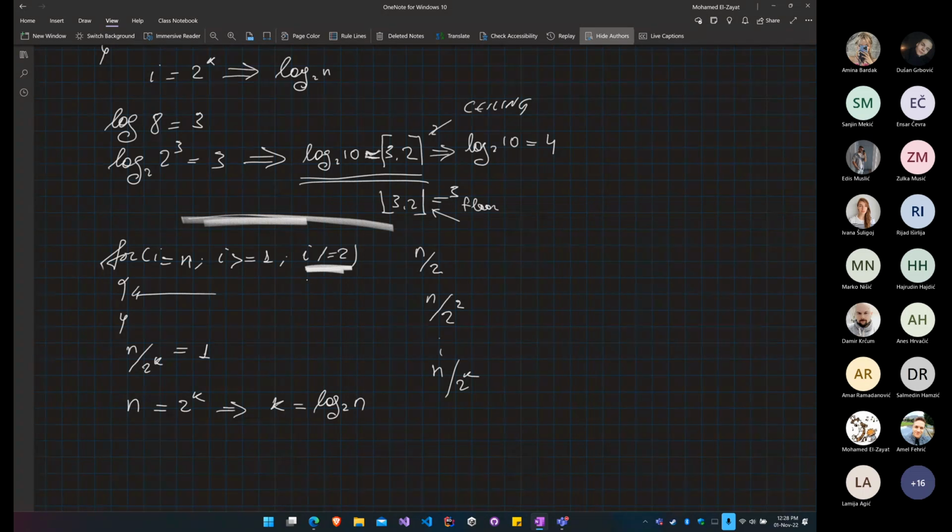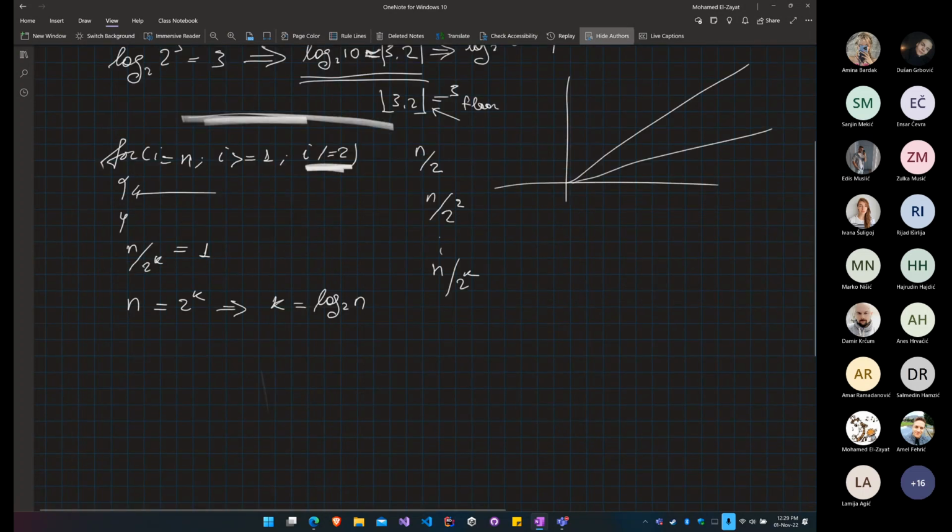So if you draw this, this is linear, this is logarithmic, right? So this is how it will pan out. Maybe the slope will be even a little bit less, but you get the idea.